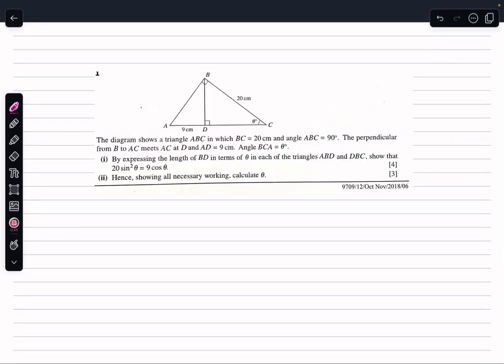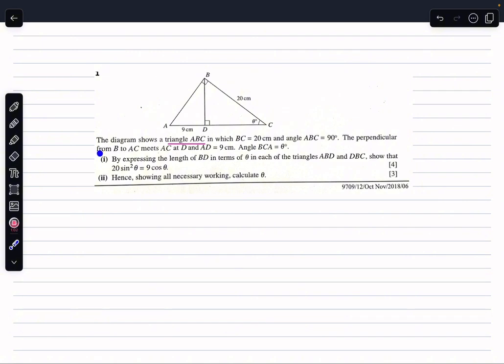So the next question says the diagram shows a triangle ABC, in which BC is 20, and angle ABC is 90 degrees. I can see that ABC here is 90 degrees. It's a right angle triangle here.